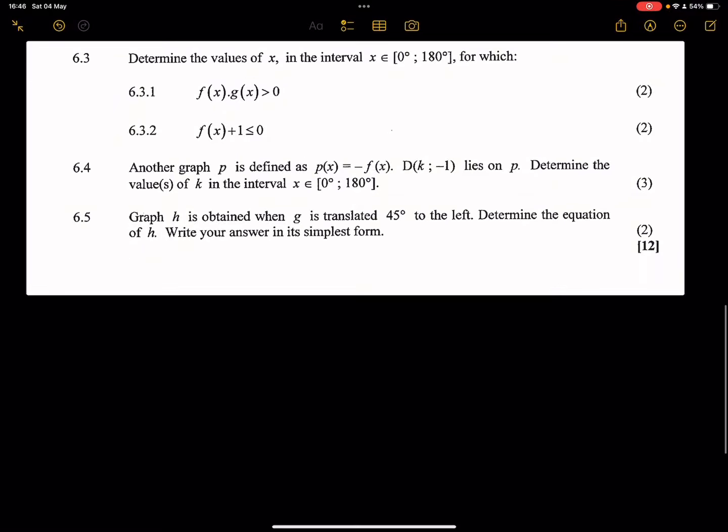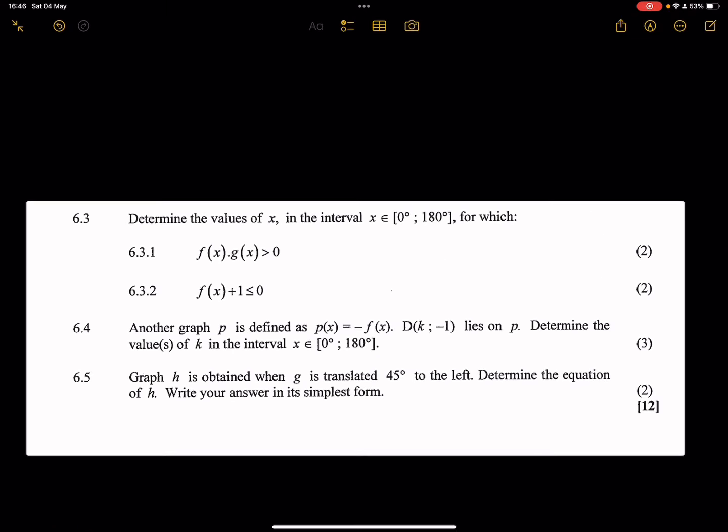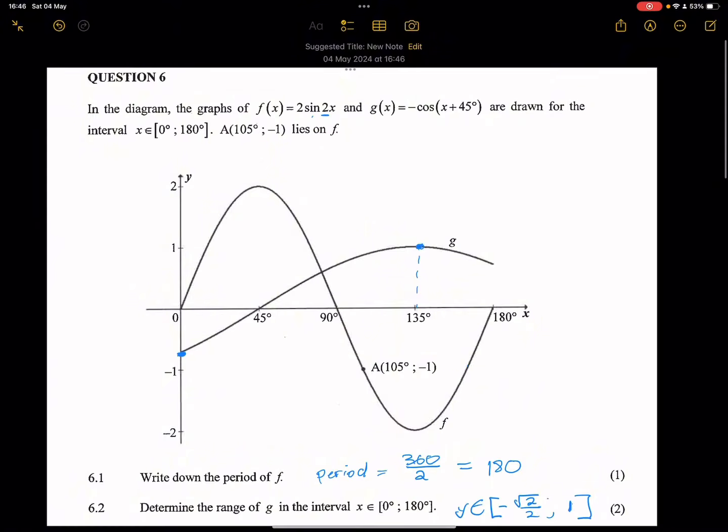Okay, so we go on to the next part of this question. Now they say to us, determine the values of x in the interval, x is an element of 0 to 180 for which, now 6.3.1, they want to know where f of x times g of x is greater than 0. Now remember, ladies and gents, f of x times g of x greater than 0 simply means that the graphs would have the same sign, and as a result, when I take the product of their y values, it would give me a positive. So where do they both have the same sign at the same time?